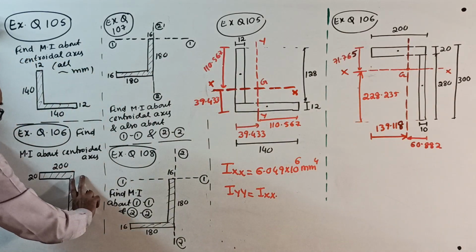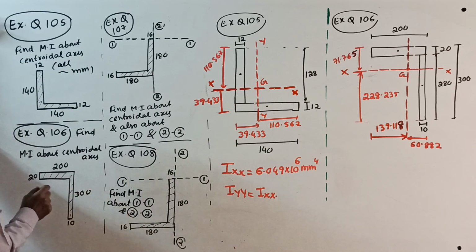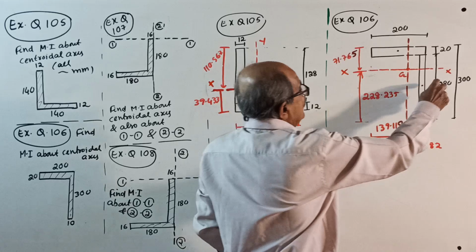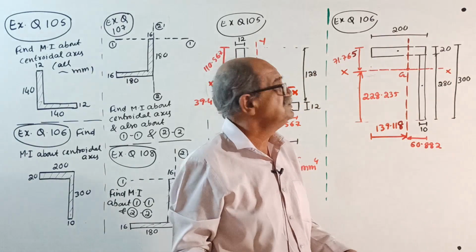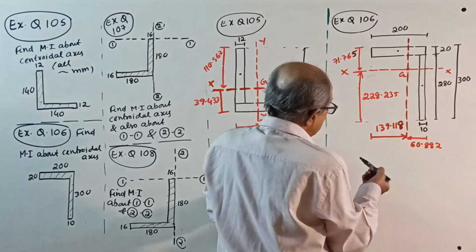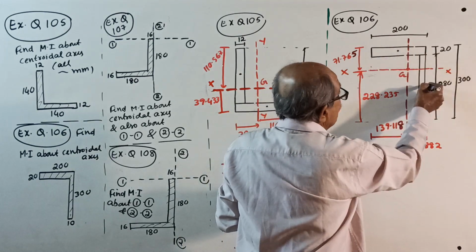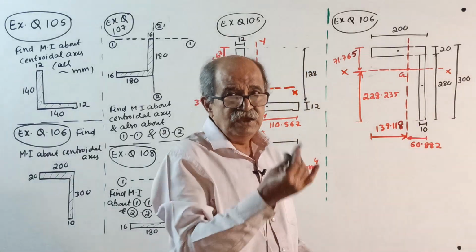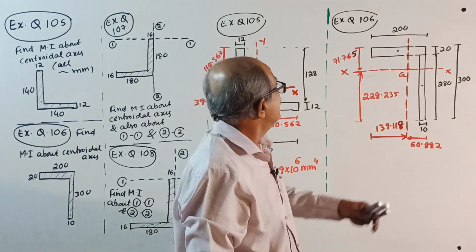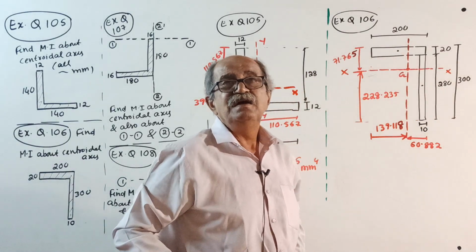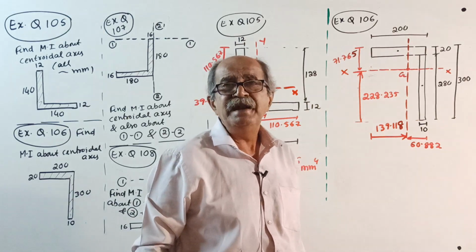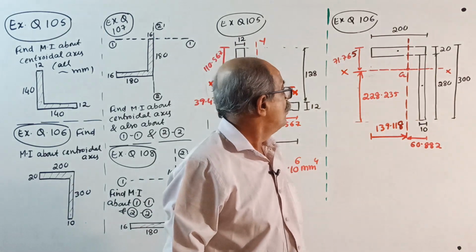200 by 300, unequal angle, 20 and 10. So I will divide here. If someone asks why this 280 came, I cannot answer. And someone will ask, sir, what is that small dot you are putting? I can't answer all these questions. Someone will comment, sir, you used to write green. No, I am writing black now. I have my choice.